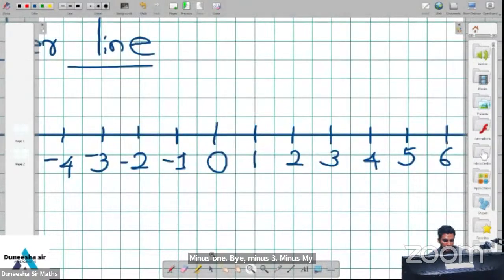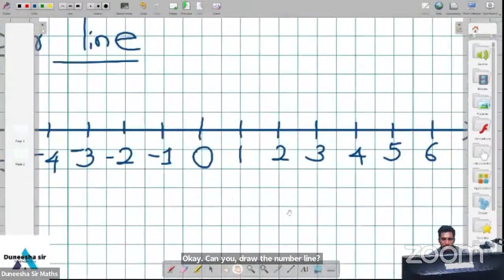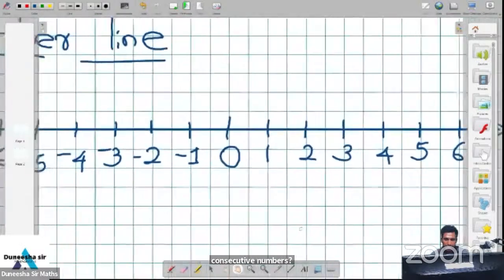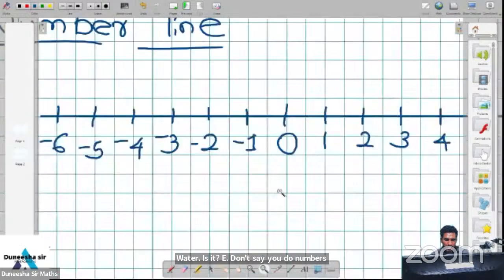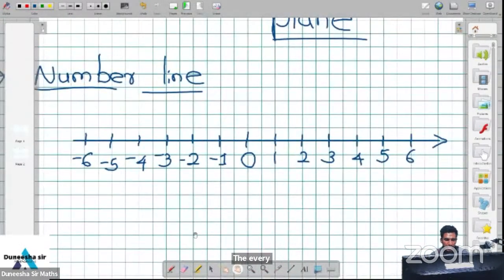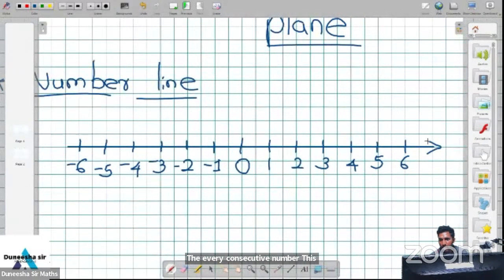Can you see what are the gaps between every consecutive numbers? Is it equal or not equal? Consecutive numbers distance are equal. Then every consecutive number distance are equal, and we mark the arrow in the right side. Okay. Can you write it?